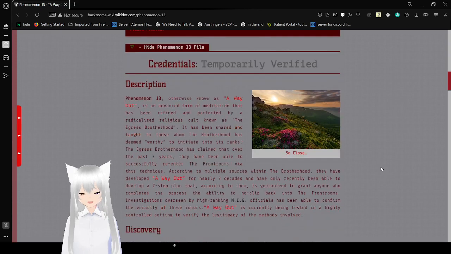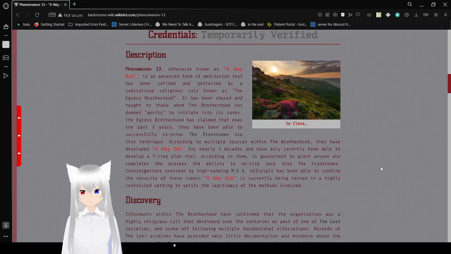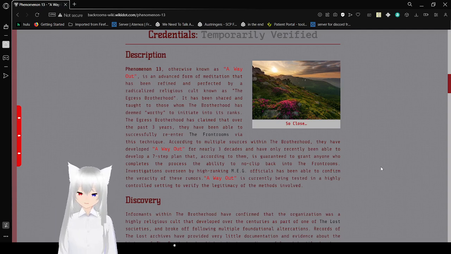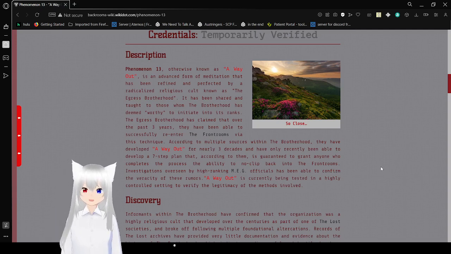Credentials temporarily verified. Description: Phenomenon 13, otherwise known as A Way Out, is an advanced form of meditation that has been refined and perfected by a radicalized religious cult known as the Egress Brotherhood. It has been shared and taught to those whom the Brotherhood has deemed worthy to initiate into its ranks. The Egress Brotherhood has claimed that over the past 3 years, they have been able to successfully re-enter the front rooms via this technique.